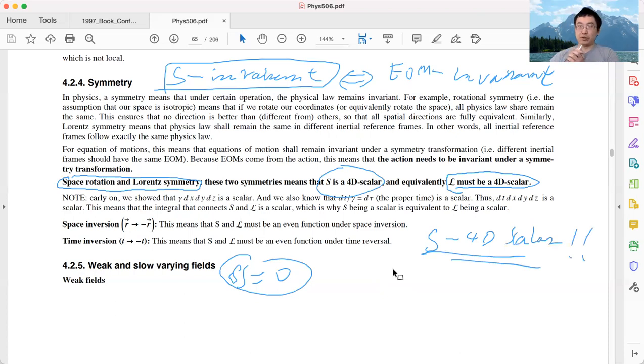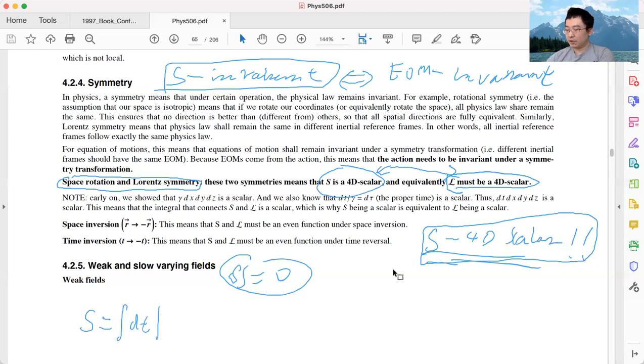This is a very important constraint. And we will show later that because of this requirement, we can pretty much write down the action immediately, without any freedom to choose the action. Okay, so the action needs to be a 4D scalar. And you probably noticed that when I say the action is a 4D scalar, I also mentioned that the Lagrangian density is a 4D scalar. This is because action equals the integral dt, dx, dy, dz of the Lagrangian density, as we mentioned earlier.